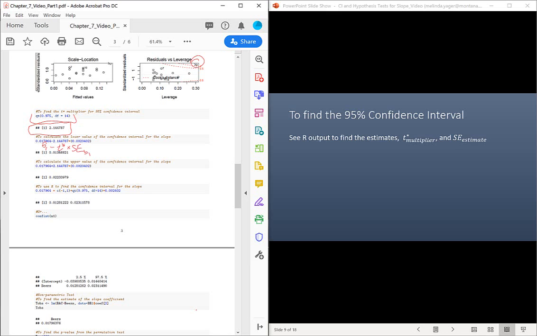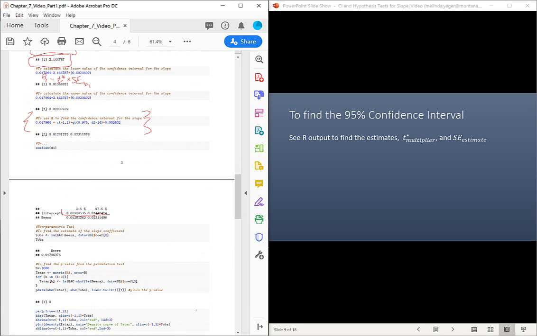To calculate the upper value, we're also finding the estimate of our slope plus our t-star multiplier times the standard error of the slope. We can also use R to find the confidence interval for the slope, or the confint of our linear model. This right here gives the 95% confidence interval for the y-intercept, while down here gives the 95% confidence interval for the slope.